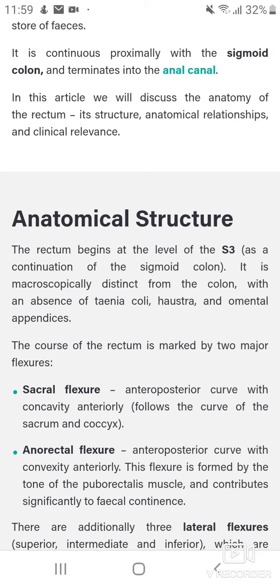Antero-posterior curve with the concavity anteriorly follows the curve of the sacrum and coccyx. Anorectal flexure: antero-posterior curve with the convexity anteriorly. This flexure is formed by the tone of the puborectalis muscle and contributes significantly to fecal continence.